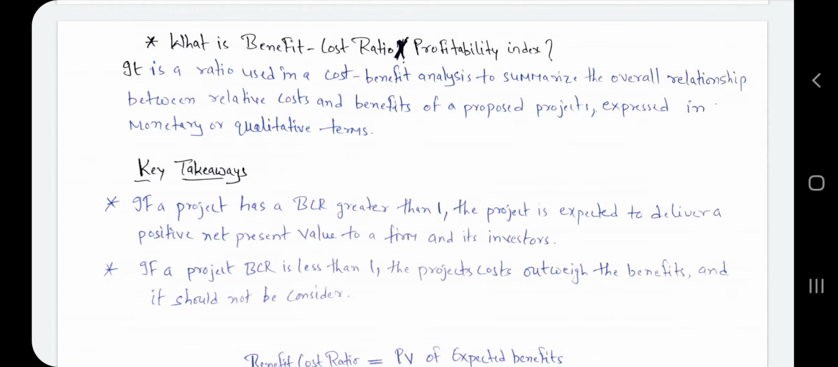Actually, in our previous techniques NPV and IRR, they give the present value or percentage annual rate, but benefit cost ratio and profitability index give you the per rupee return. It means if you invest 1 rupee and you get 1.18 rupees as a return, then you have gained 18 paise per rupee. So benefit cost ratio gives per rupee returns.